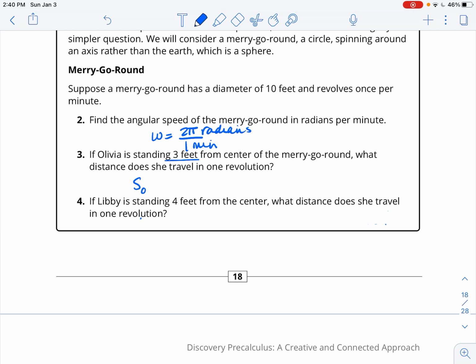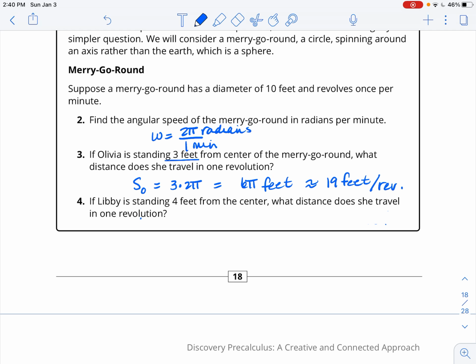Well, we're trying to find arc length for Olivia, which is just radius times theta. 1 revolution is 2 pi radians, and so this is 6 pi. And this is the distance. Distance is measured in feet. And I don't know what 6 pi is, but I can approximate this at about 19 feet. That's how far she travels every revolution.